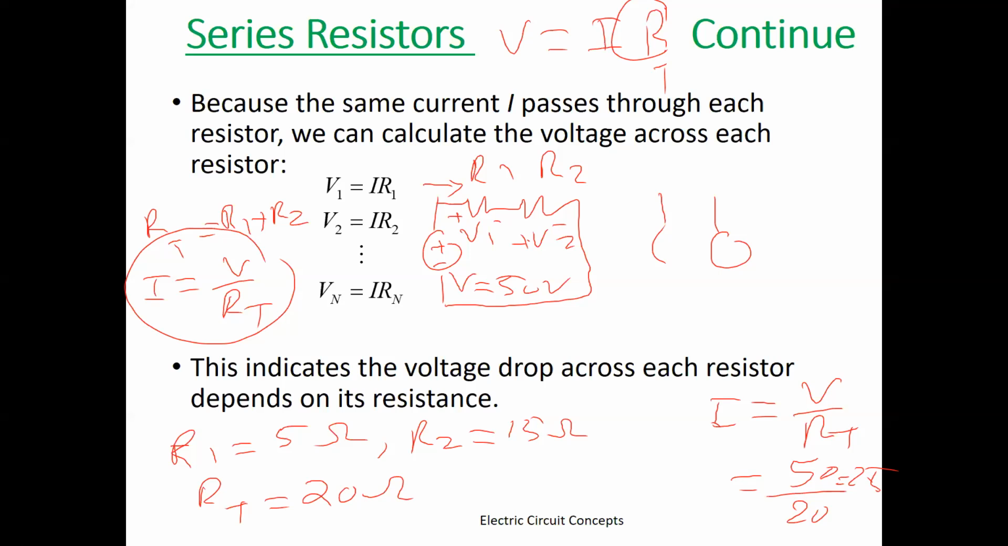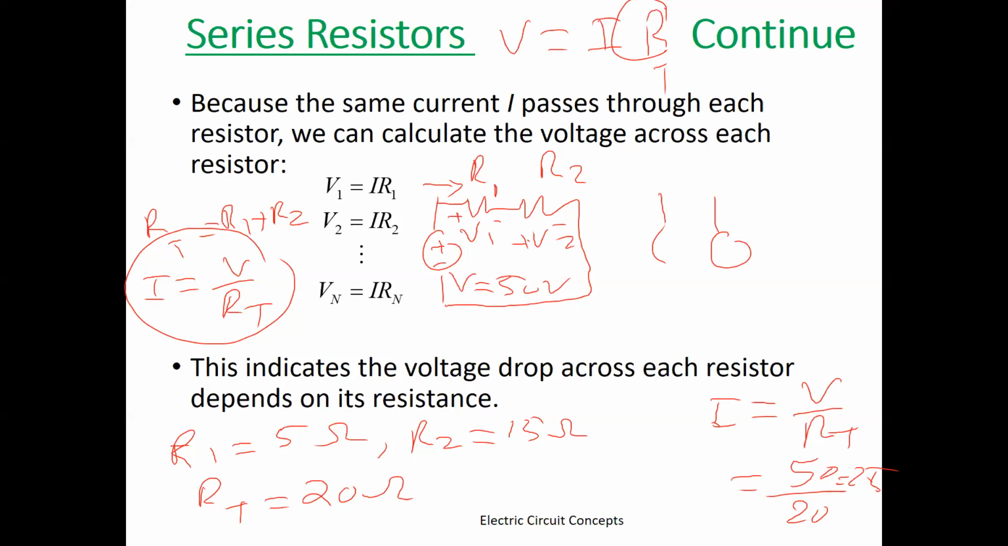So we did find I. Now what is I through the R1? It's 2.5. What is the I through the R2? It's 2.5. Why? Because the I is the same. Why? Because these two resistors, R1 and R2, are connected in series. And the definition of the series circuit is that current is the same through all the elements in the series circuit.